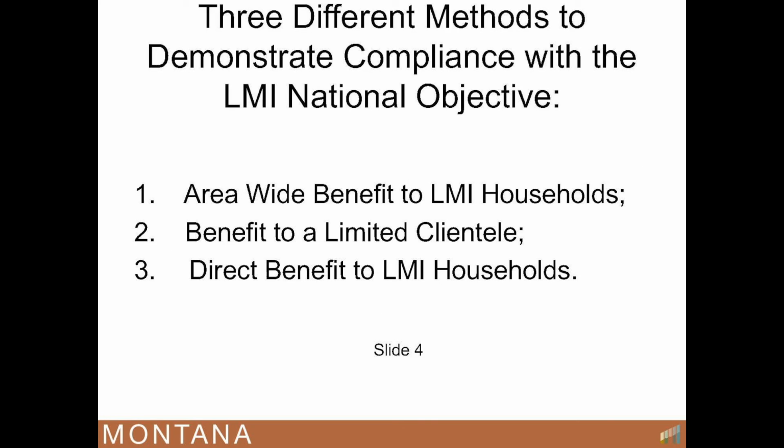Okay, slide 4 describes how there are 3 different methods to demonstrate compliance with the low and moderate income national objective. Again, the primary purpose of the program as envisioned by Congress. These 3 methods are, number 1, demonstrating area-wide benefit to low and moderate income households. Number 2, demonstrating a benefit to a limited clientele. And number 3, demonstrating direct benefit to LMI households.